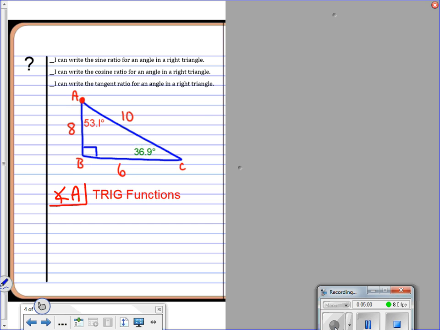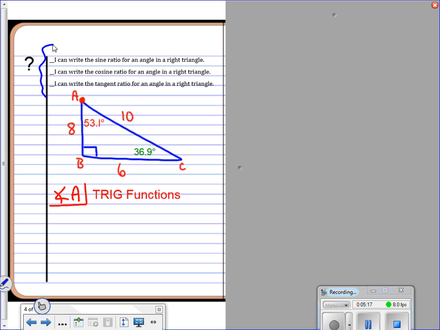Okay, so let's take a look at this one. So here's your I can statements. You need to make sure by the end of this little segment, you should be able to do all these, okay? So we're writing these trig functions. Now we have the angles in place. And so I want to make sure you know where, if you're given the angle information, where in the equation do you put it, okay?